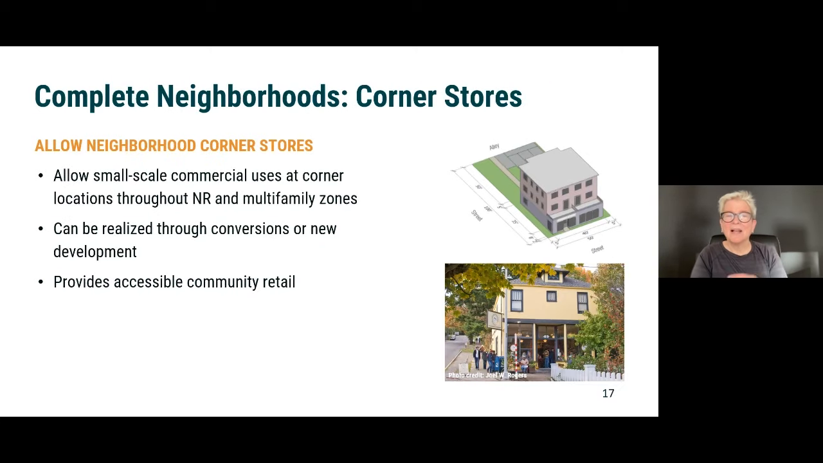We are also proposing to allow corner stores, and that would allow retail or restaurant uses only on corner lots throughout neighborhood residential and multifamily zones. Those uses would be limited in a variety of ways. There would be a limit on the size of those uses. They would also be confined to the first floor of a building. And we have other requirements that would limit the hours of operation and loading to minimize impact on neighbors.